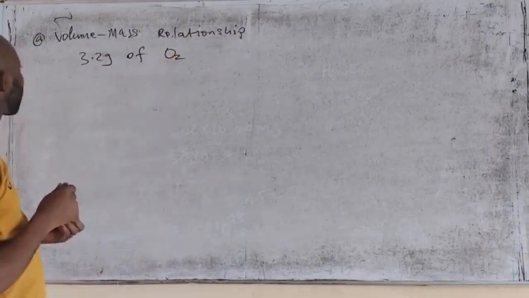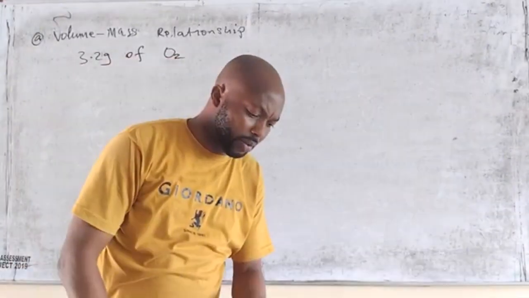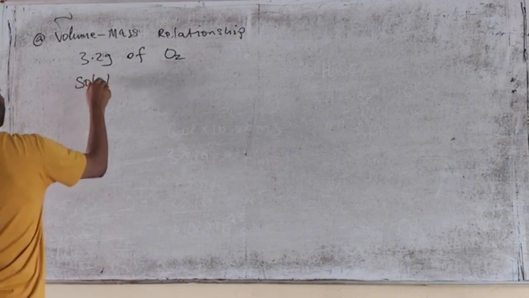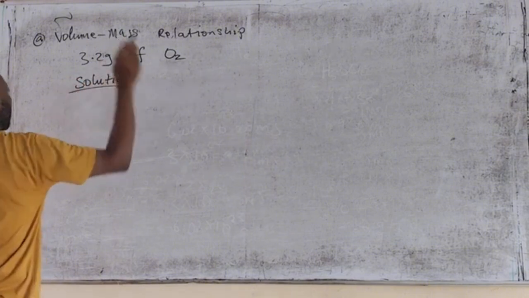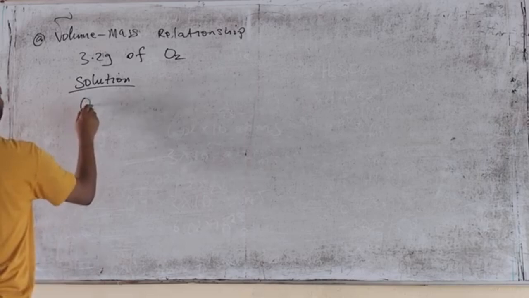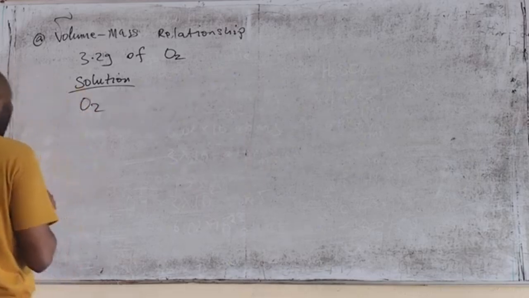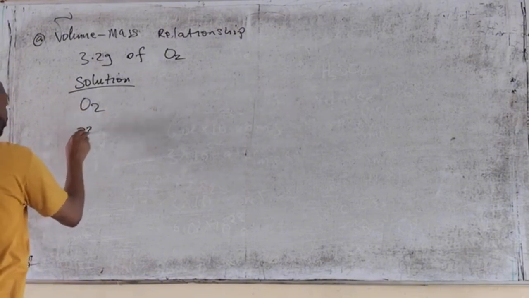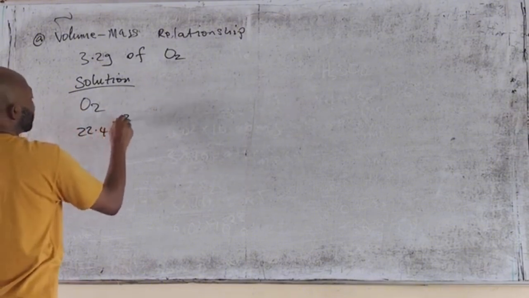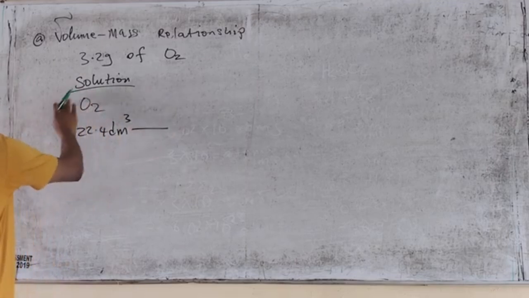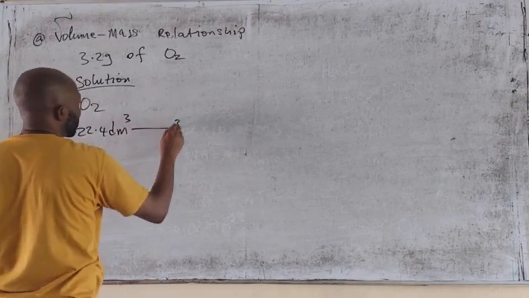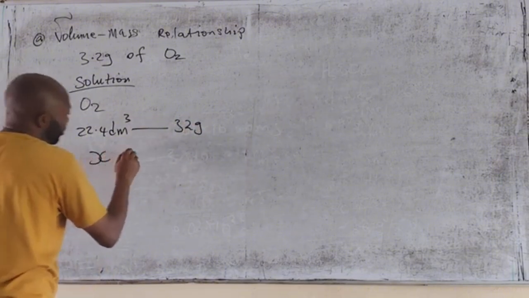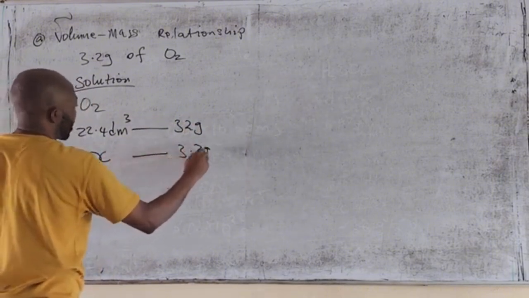So now, what should we calculate again? Calculate the volume of oxygen. So I have my oxygen here. Now, this is volume mass relationship. 22.4 dm³ of this will give me the grams of this, which is 16 times 2, 32 grams. Now, how much volume will give me 3.2 grams?